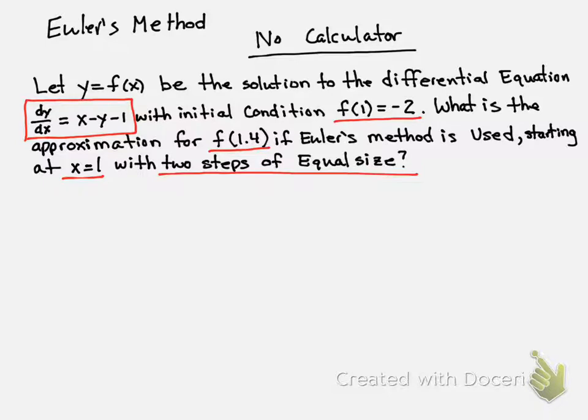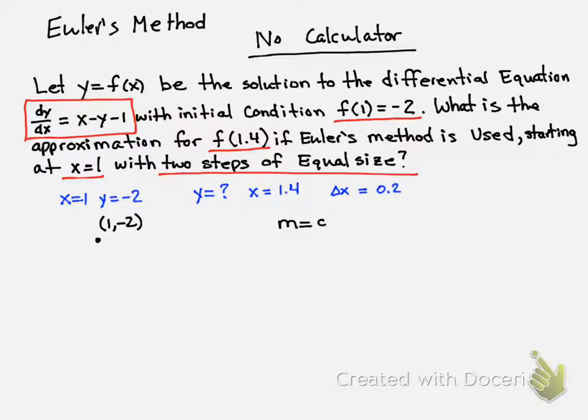I know, because of f of 1 equals -2, that x equals 1 and y equals -2 is where I'll start. I also know that I'm looking for y when x equals 1.4. And since we're doing 2 steps of equal size, then my delta x will be 0.2. So we're going to start at this point 1, -2, and now we'll find our slope.